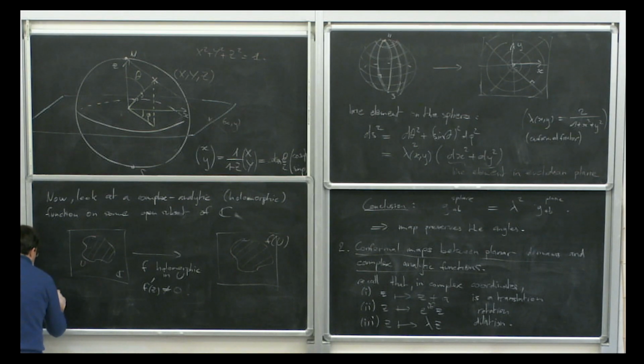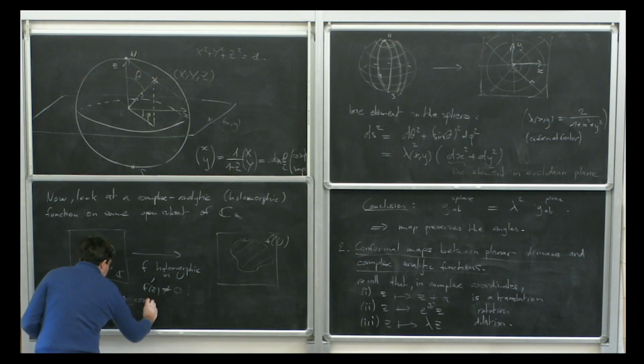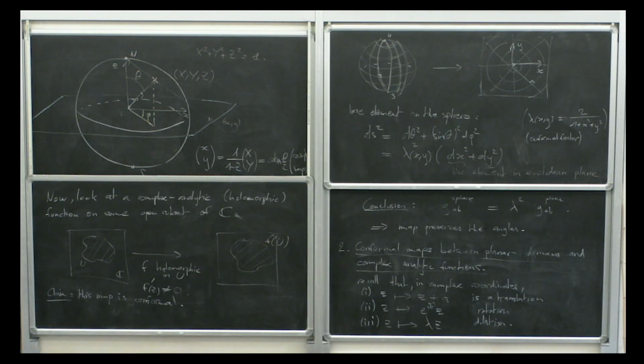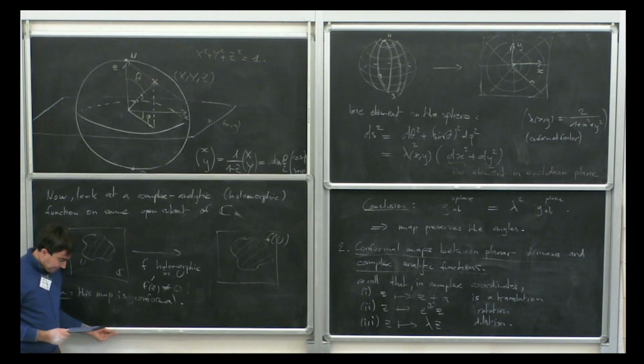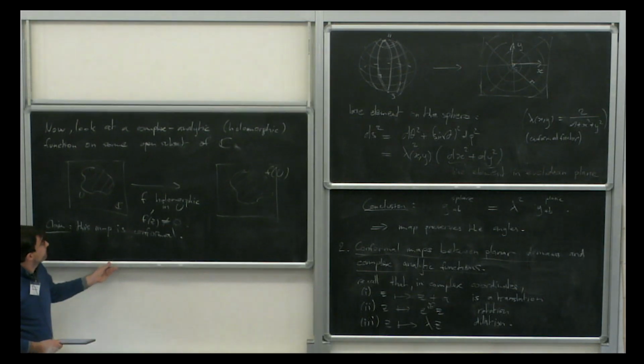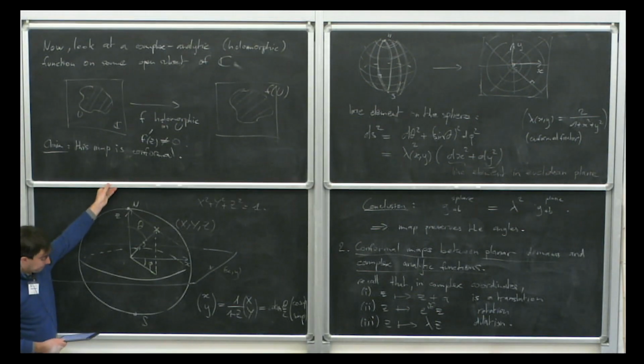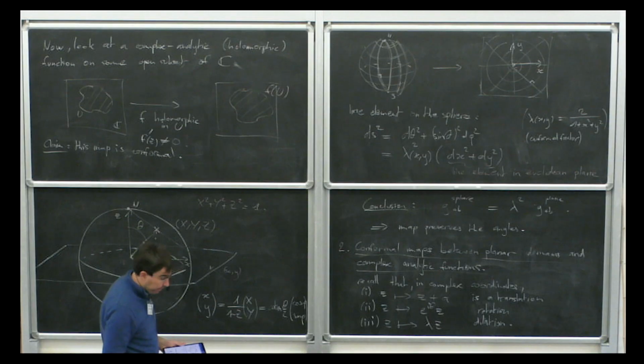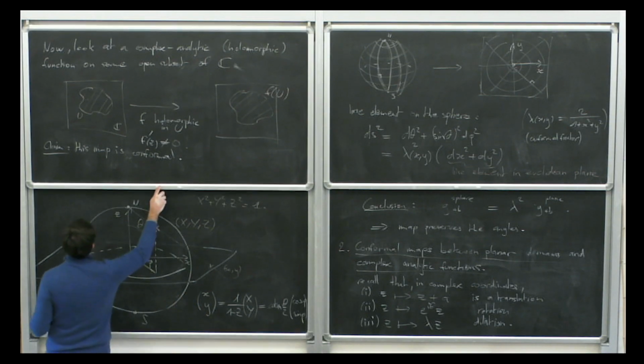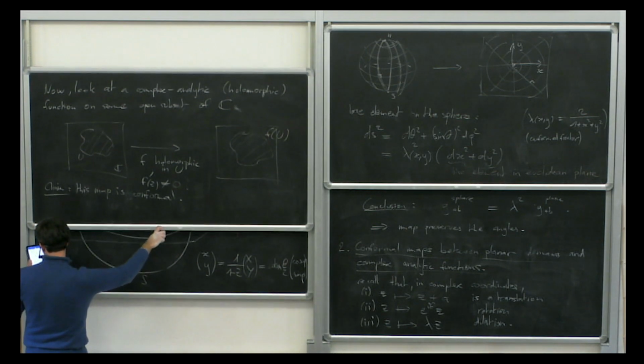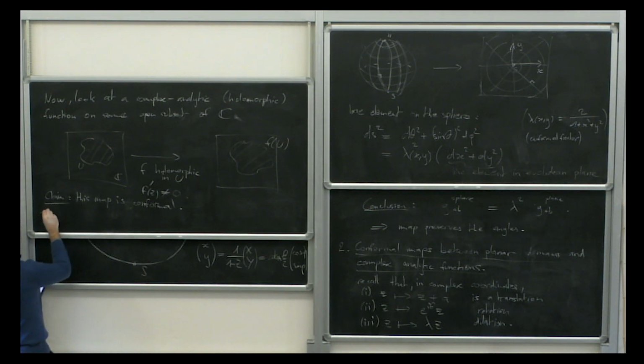So the claim is that this map is conformal. This map, the angles are preserved. Okay, so how do we see this? Well, it's very easy. It doesn't take much space, so I can write it here. So why is this? Because indeed we can expand.